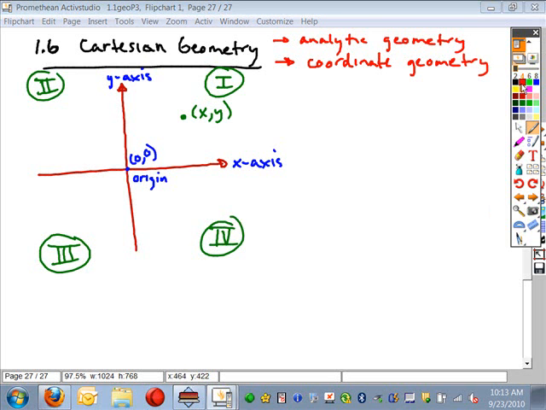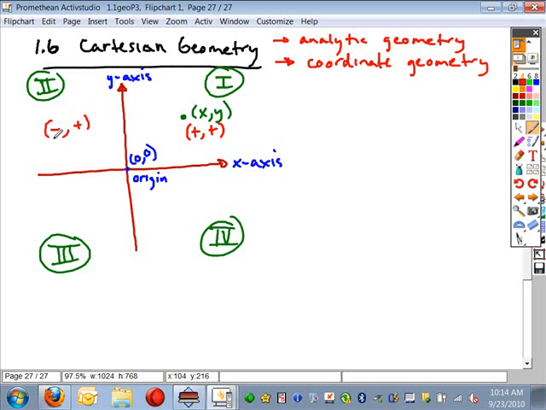Okay, and one thing as far as tendencies go, it's helpful to know what we just talked about. So any point that lies in quadrant 1 has an x coordinate and y coordinate with what sign, positive or negative? They're both going to be positive here. Okay, what about in quadrant 2? The x is negative and the y is positive.